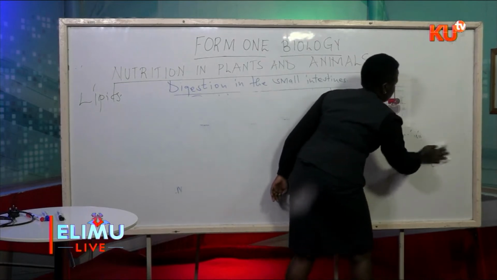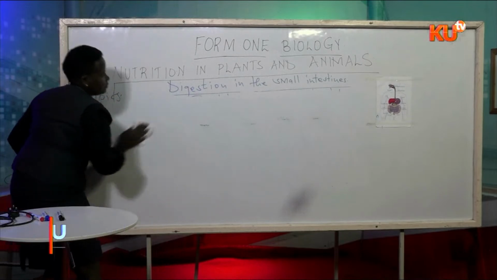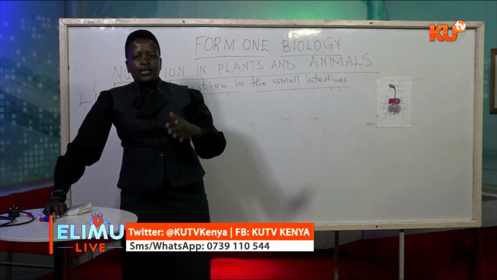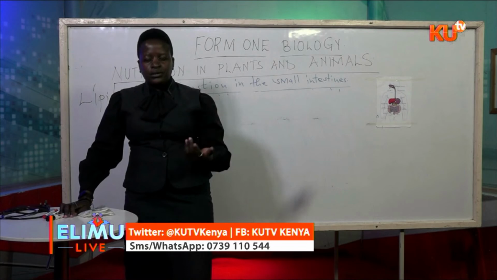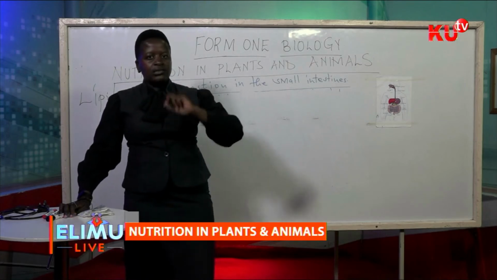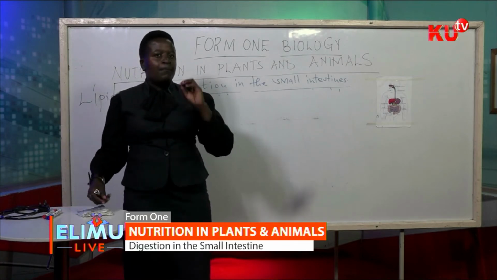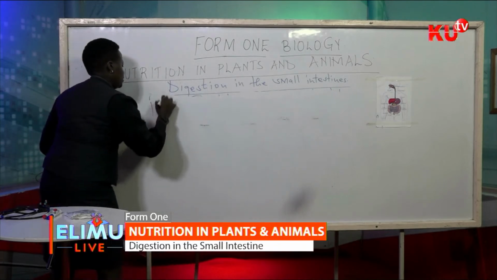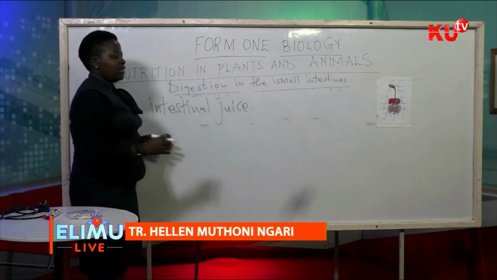The ileum is the lower part, or the last portion, of the small intestine. Now, presence of food in the ileum will cause the walls of the ileum to secrete a juice. I repeat, presence of food in the ileum will cause the walls of the ileum to secrete a juice. This juice secreted by the walls of the ileum is called intestinal juice.